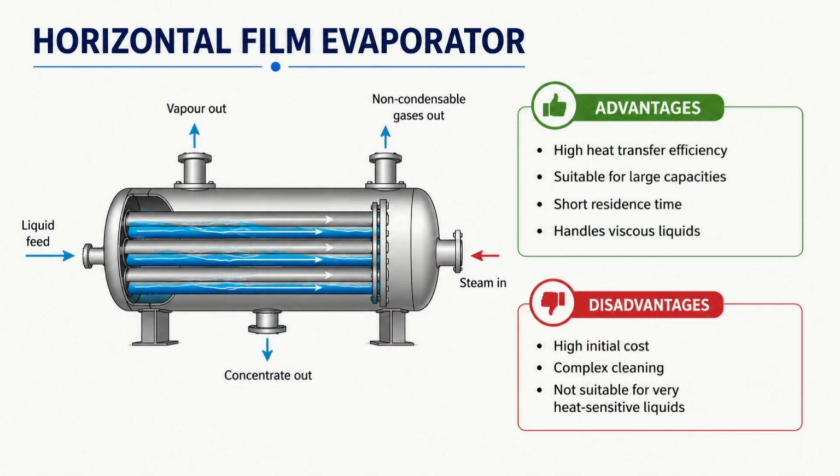And next one is the horizontal film evaporator. So students, in a horizontal film evaporator, the liquid spreads as a thin film over horizontal tubes. So steam passes through the tubes and provides heat for evaporation here. So the thin film increases the surface area and improves the evaporation rate obviously.